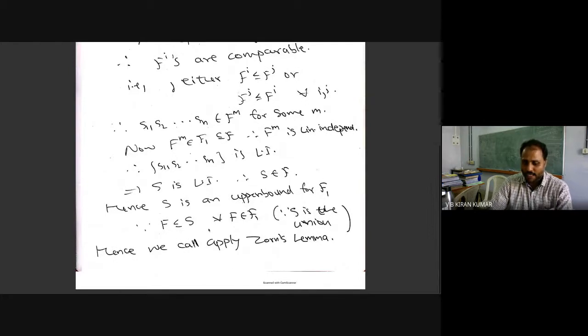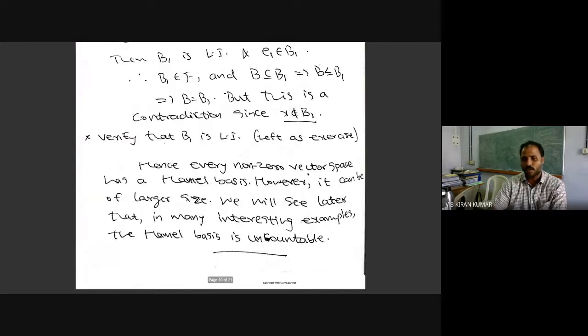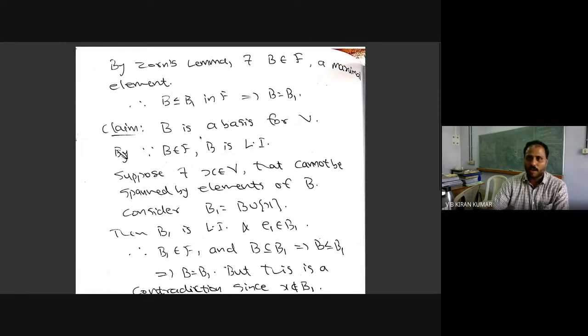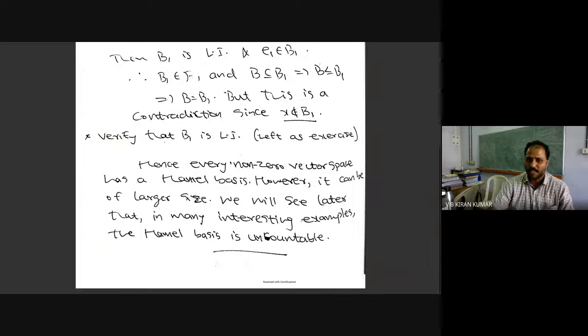So we obtained that every totally ordered subset has an upper bound. Therefore, we can apply Zorn's lemma. By Zorn's lemma, you have a maximal element B, and that maximal element will be your basis. This claim I leave to you. That is easy.